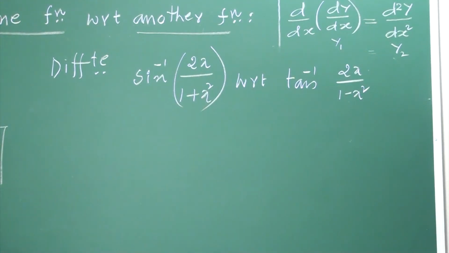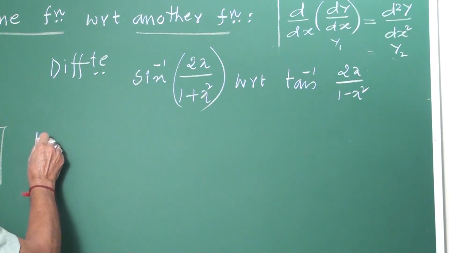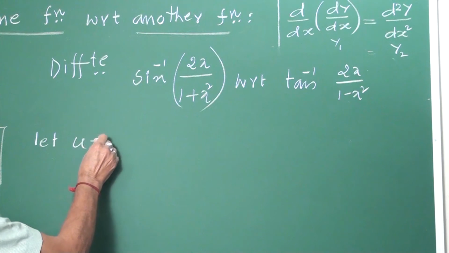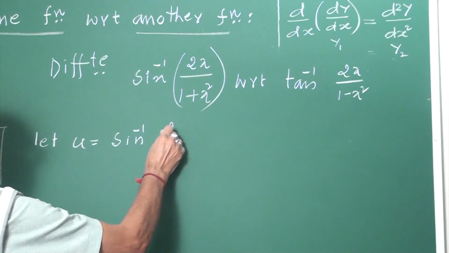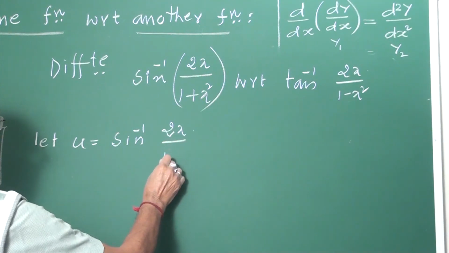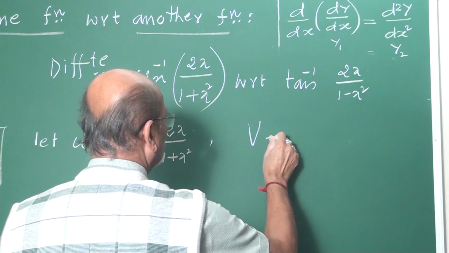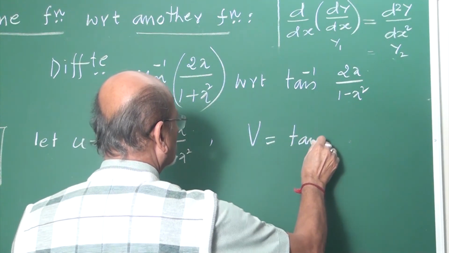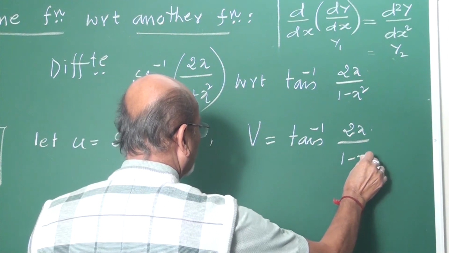Yeah, all these are usual. We have done examples on derivatives of inverse trigonometric functions. We have done many examples of this. Same method. Let u equal to sine inverse of 2x upon 1 plus x square, and v equal to tan inverse of 2x upon 1 minus x square.